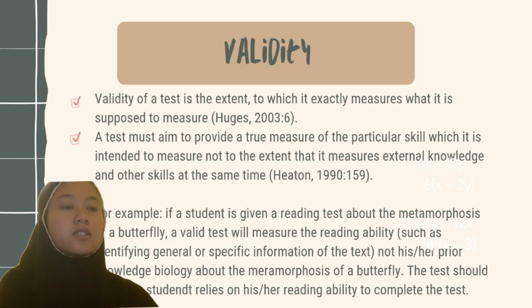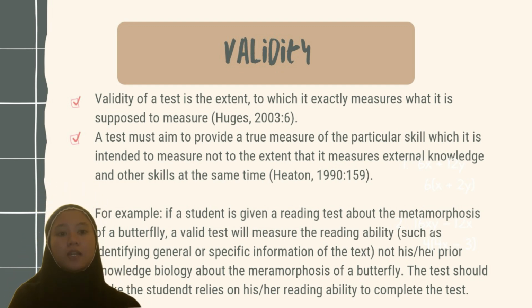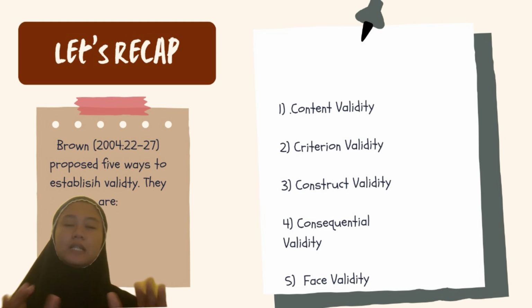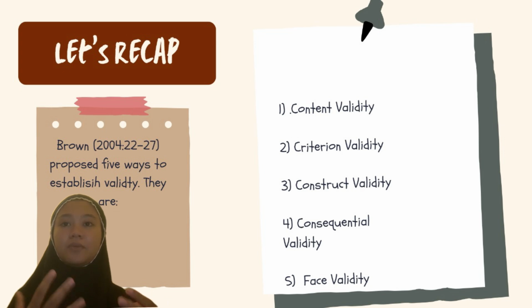The third is construct validity. Construct validity refers to concepts or theories which underlie the usage of a certain ability, including language ability. Construct validity shows that the results of the test really represent the same construct as the ability of the student which is being measured.